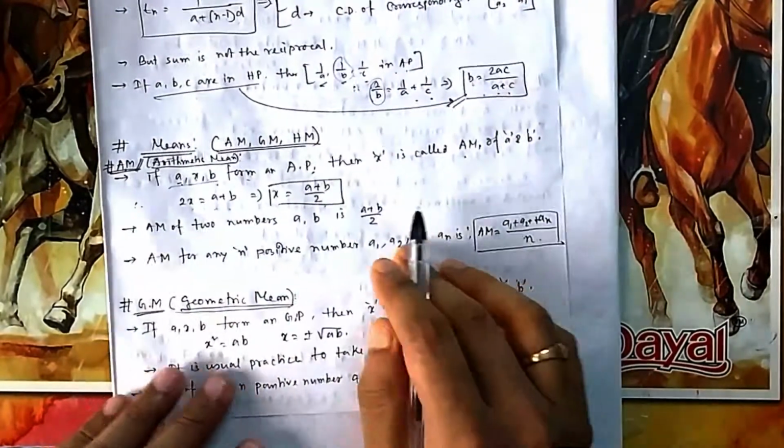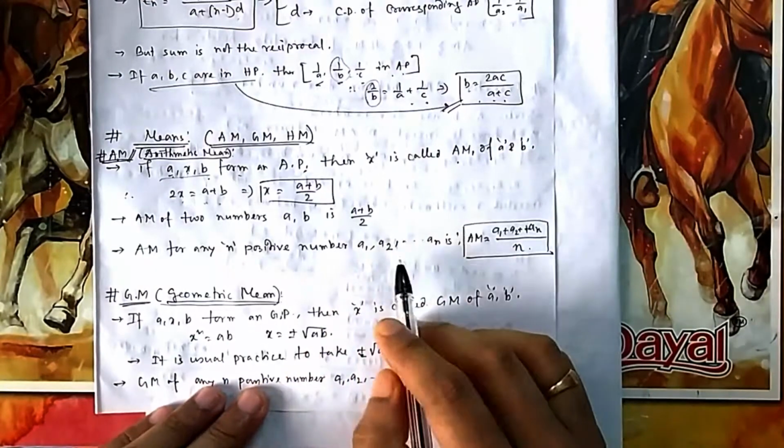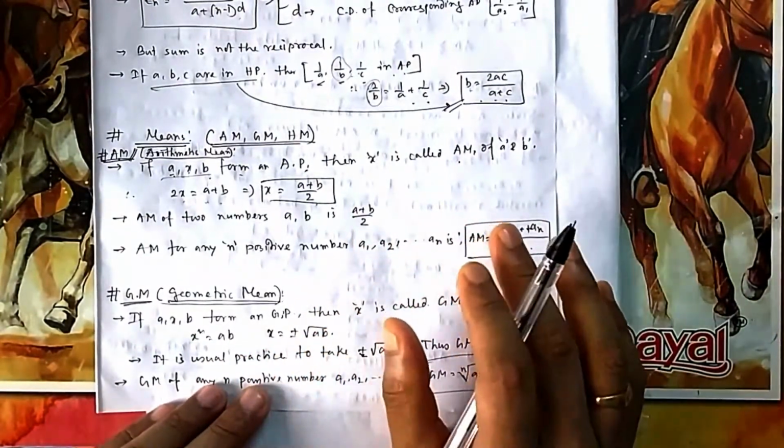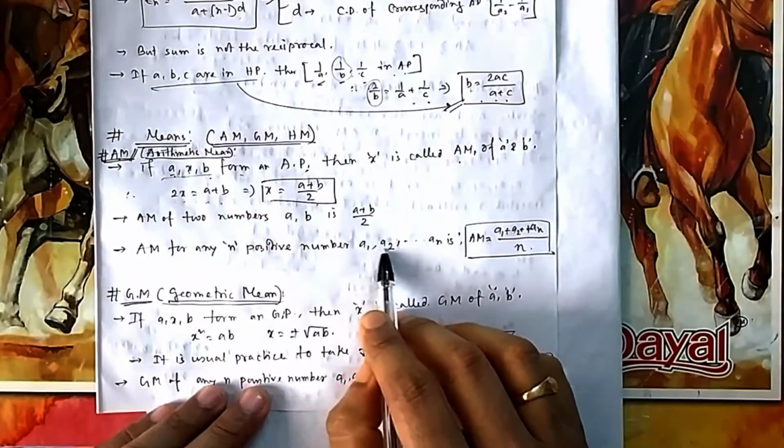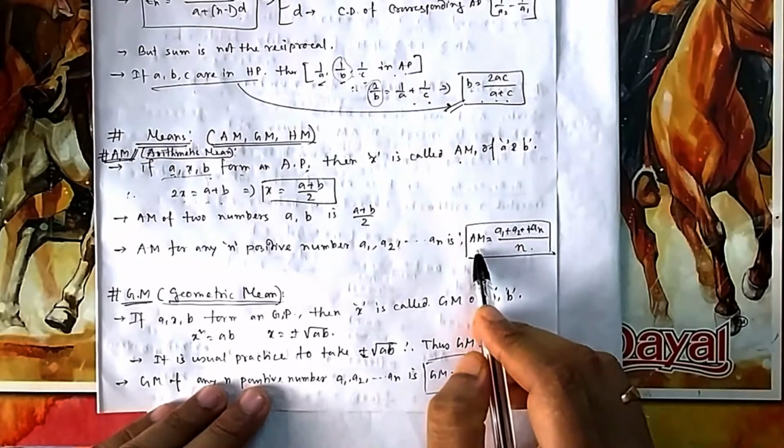AM of n positive numbers, that also you know. Whatever mean you know till now, that is arithmetic mean. So for a1, a2, a3 and so on, what will be the mean? Addition of all these divided by the number of terms. So that will give you the AM.